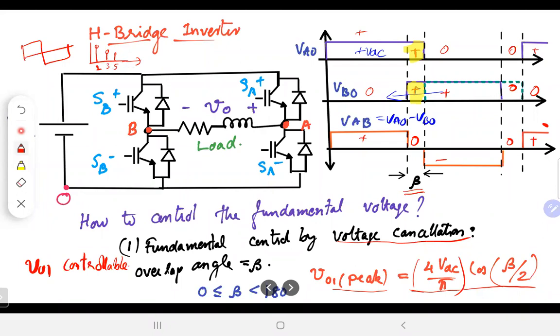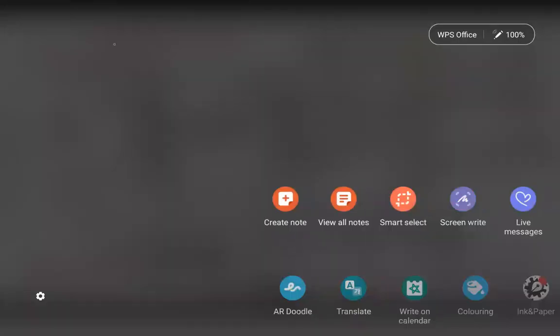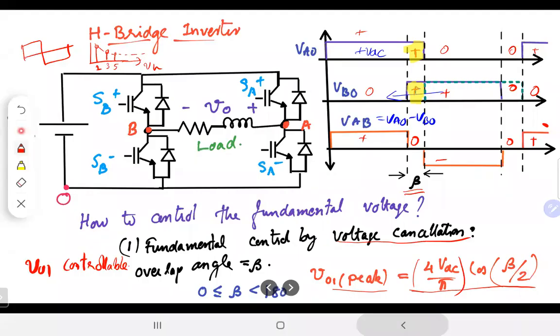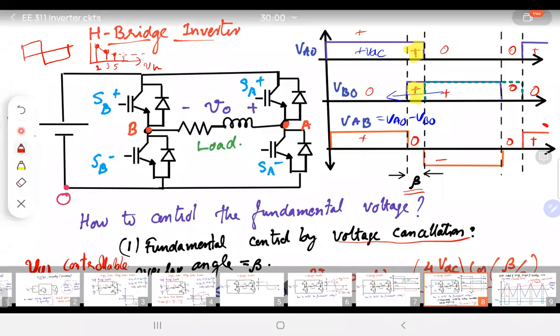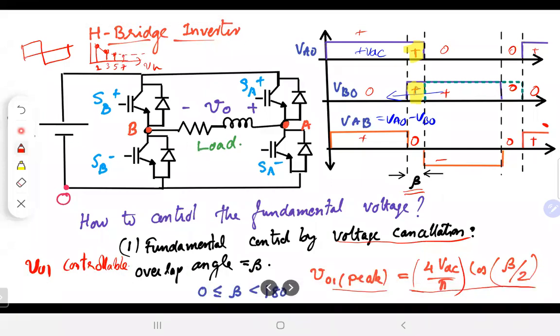Okay, so if I plot the harmonics and the magnitude, it turns out that it will be something like this. It will be an exponentially decaying curve of the harmonics, but only existing at the odd harmonics. Okay, so this is what we get.